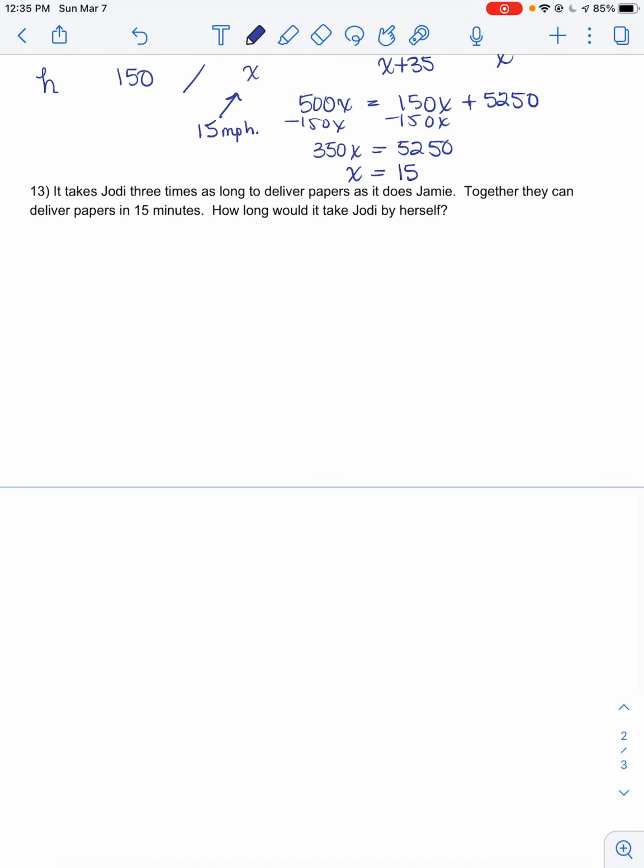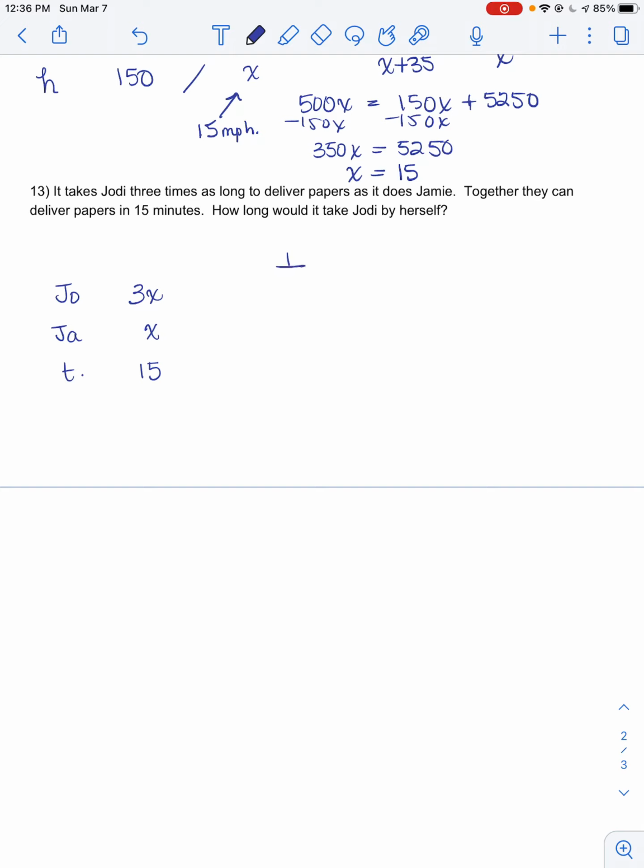The next problem is a work rates problem, and it talks about Jody and Jamie. So we'll write Jody as J-O, Jamie as J-A, and then together. And it says we only know together. We know that they're delivering papers in 15 minutes together, but we don't know either one by themselves. We do know something, though. We know that Jody takes 3 times as long as Jamie. So if Jamie is x, then Jody becomes 3x.